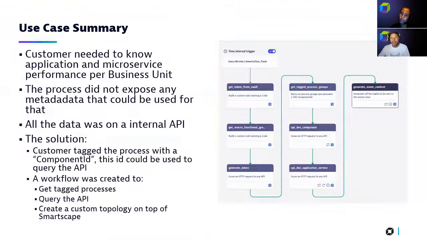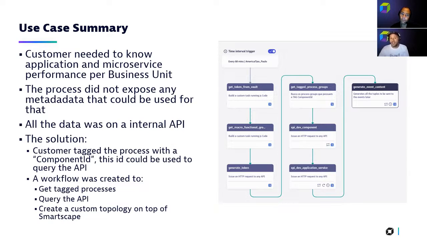Just a brief description. The customer here is a Brazilian investment broker. They have a logical organization of their applications in business units and macro groups, so they needed to have this in Dynatrace. Checking their process group, checking what they had, there was nothing in the process group that could tell me this is the business unit, this is the macro group.